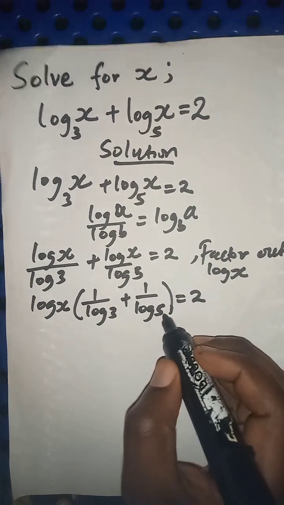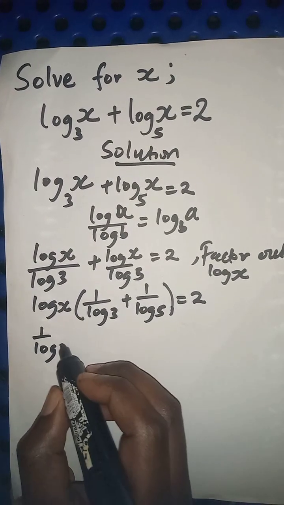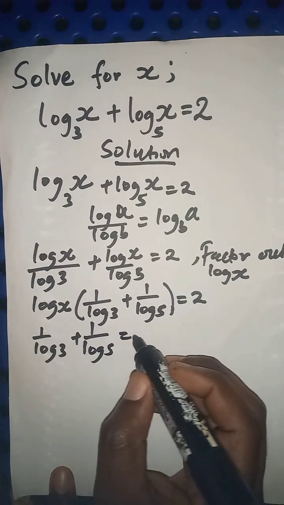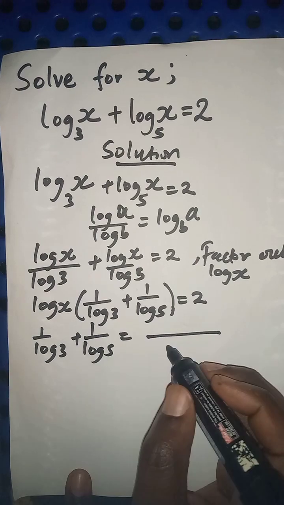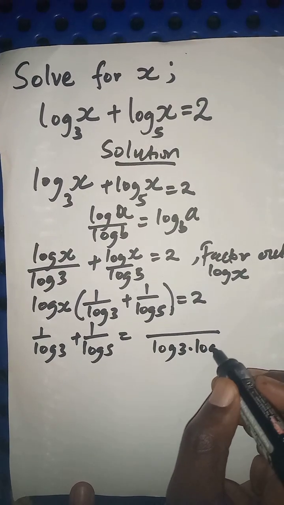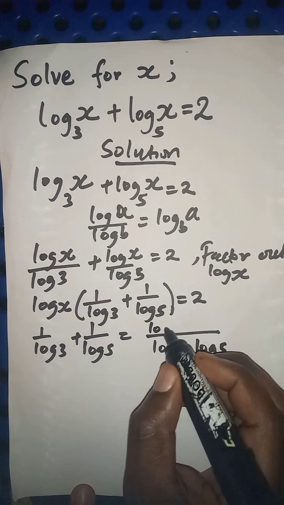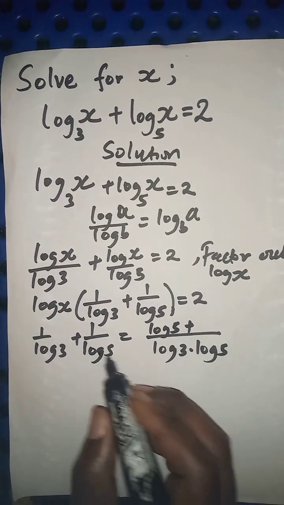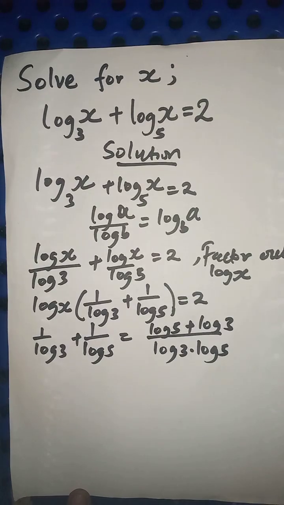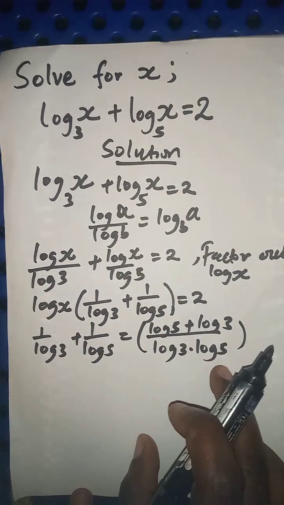So I'm going to solve what is inside the bracket. I know that 1 over the log of 3 plus 1 over the log of 5 can simply be written as a single fraction. So it's going to be the log of 3 multiplied by the log of 5, and then the log of 5 times 1, plus the log of 3 times 1. That is what I'm going to get. So when I simplify this and write it as a single fraction, this is what I get.